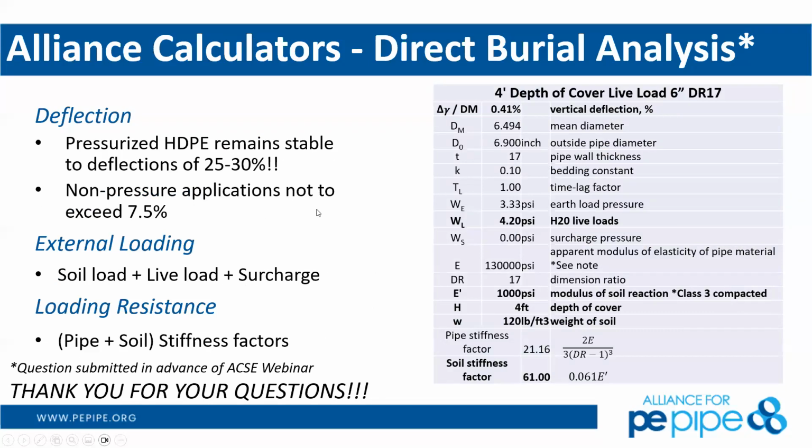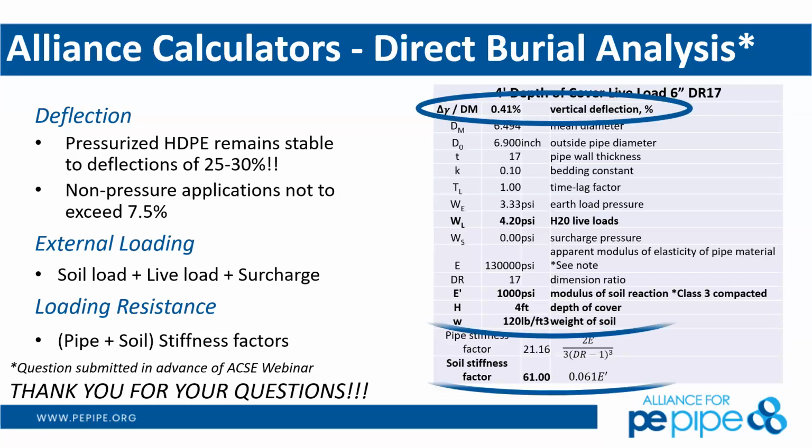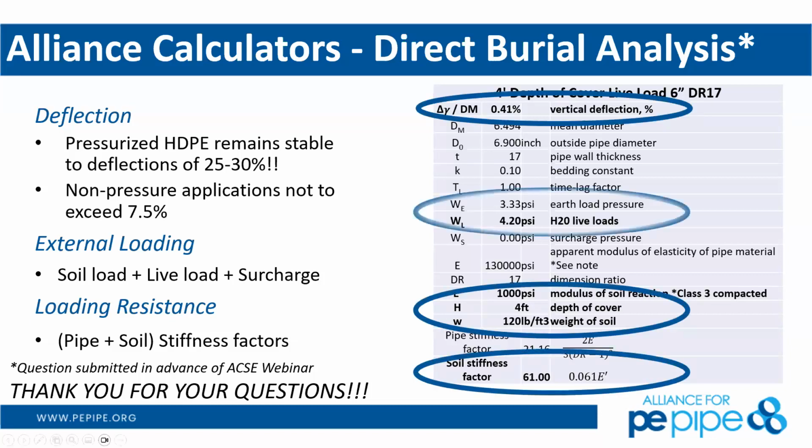So if you had to continue your design analysis and you didn't fit within that window, the Alliance does have calculators for you to run through all those calculations as we see fit. It's a combination of soil loading, live loading, and surcharge on top, and then a pipe stiffness factor and a soil stiffness factor underneath in the denominator to calculate those for us.